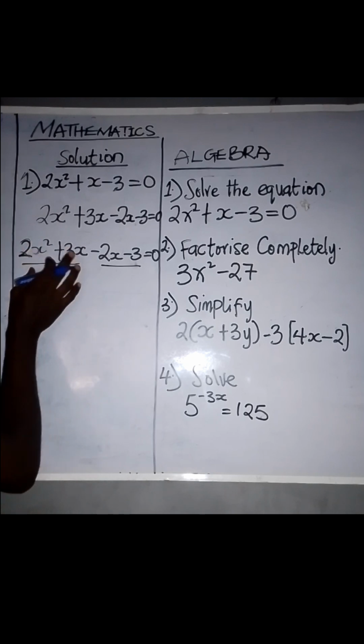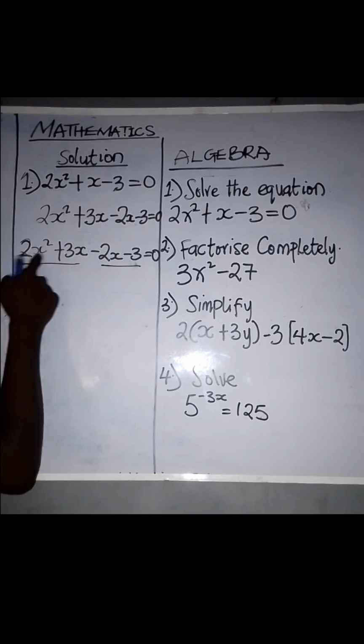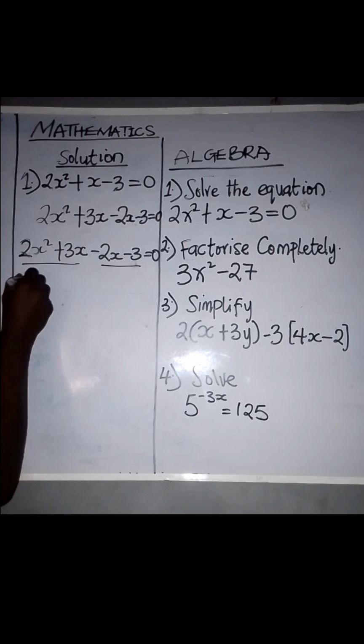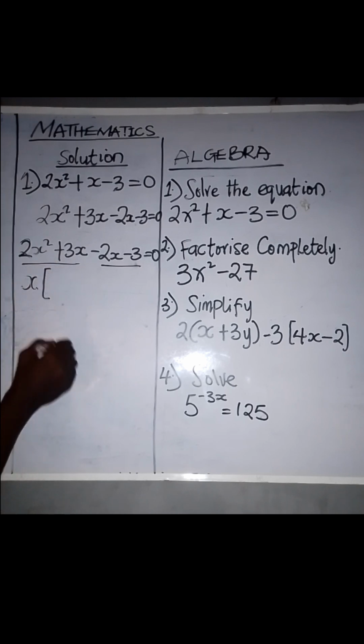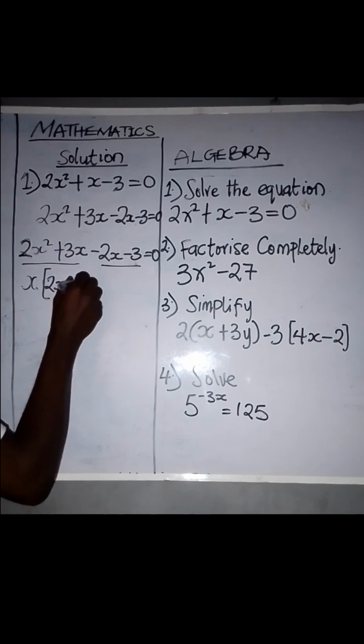Now I want to factorize this. What is common here? The highest common factor here is x. So I'll pick my x, then I open a bracket. If x goes in this, I'm left with 2x here. If x goes in this one, I'm left with plus 3.